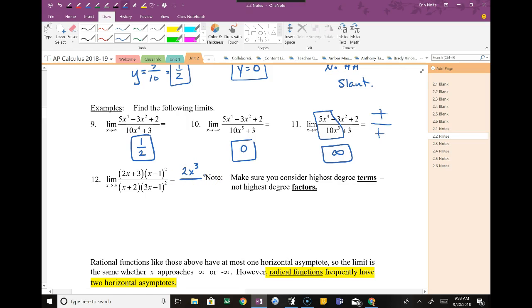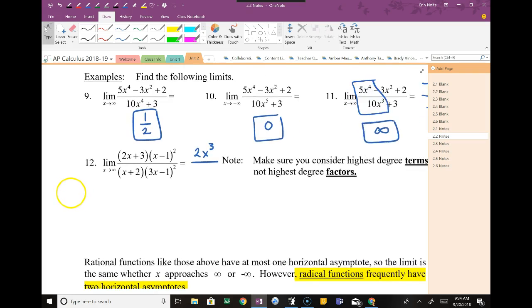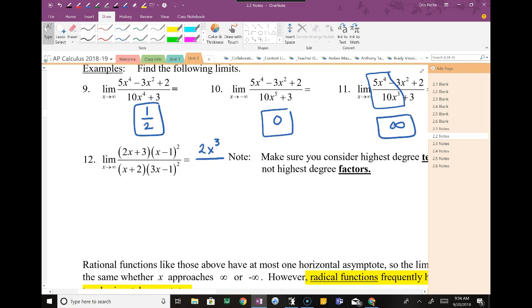What about on the bottom? Be very careful. If I was going to FOIL it all out, what would the first term be? Okay, notice that the 3 is being squared also. So it's going to be 9x cubed. If I FOIL that all out, I have to do 3x times 3x first.